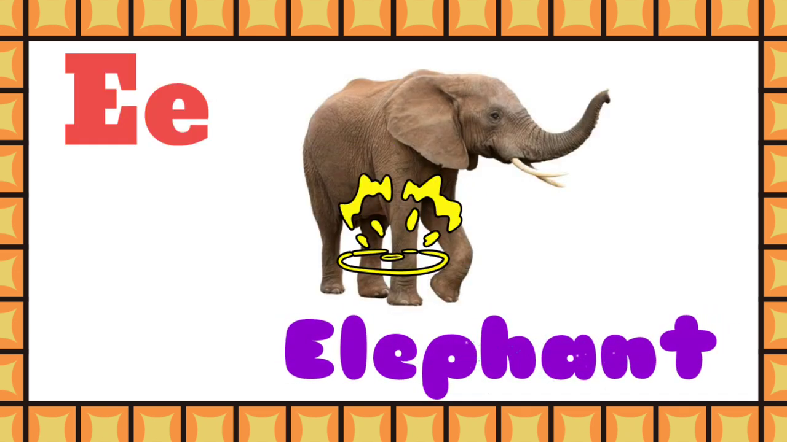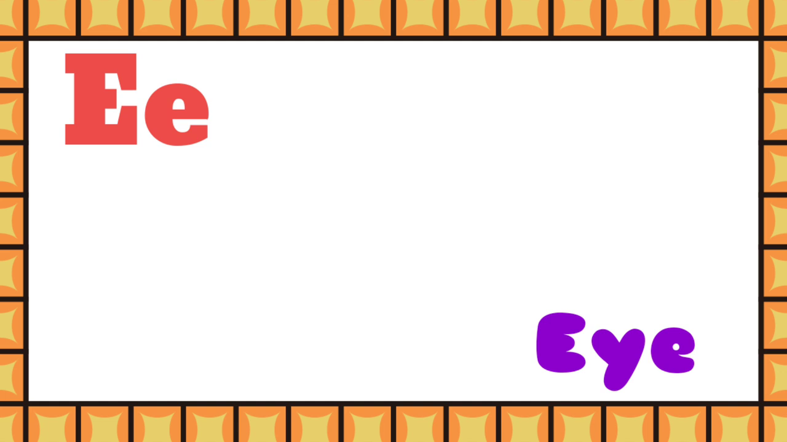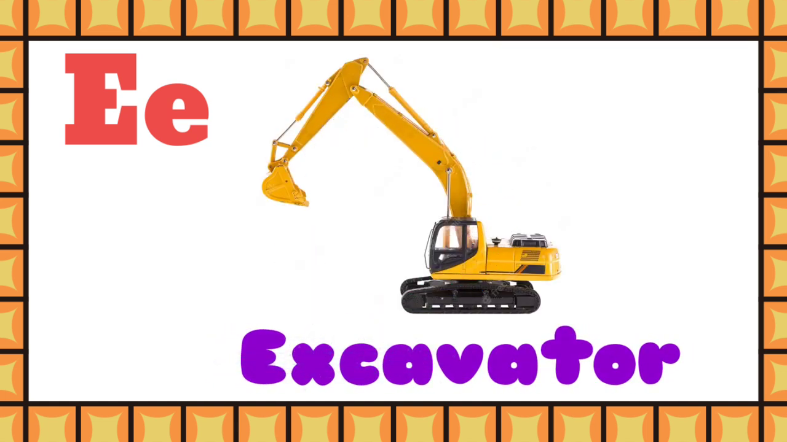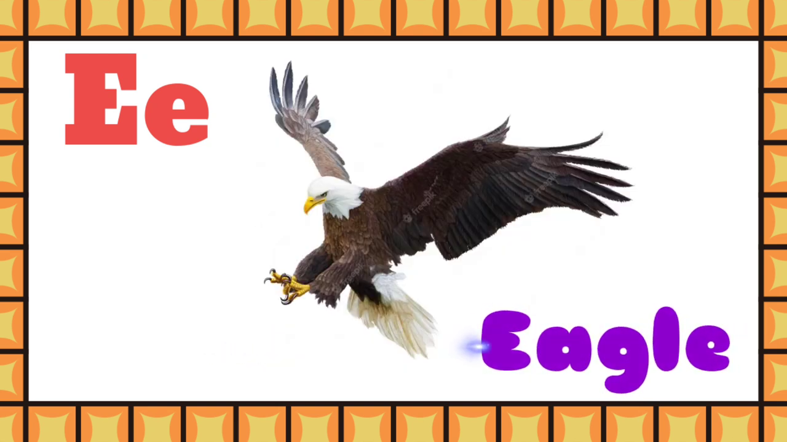Here comes your letter E. E for elephant. Elephant. E for eye. Eye. Excavator. Excavator. Another one, E for eggplant. Eggplant. And lastly, E for eagle. Eagle.